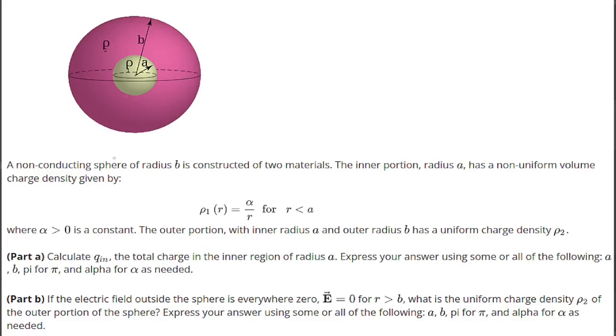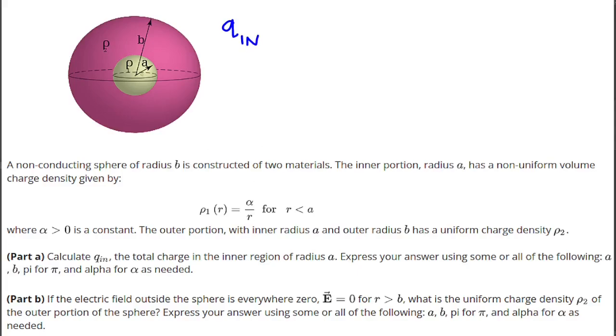A non-conducting sphere of radius b is constructed of two materials. The inner portion has a radius a and a non-uniform volume charge density given by ρ1, where alpha is a positive constant. The outer portion with inner radius a and outer radius b has a uniform charge density ρ2. And in part A, calculate Q in, being the total charge in the inner region of radius a.